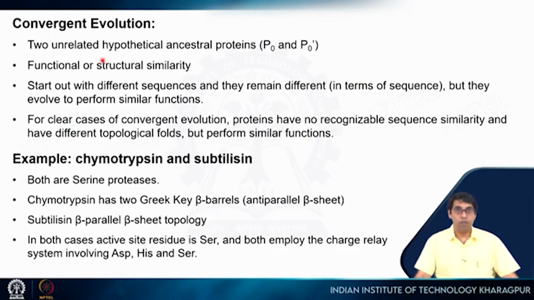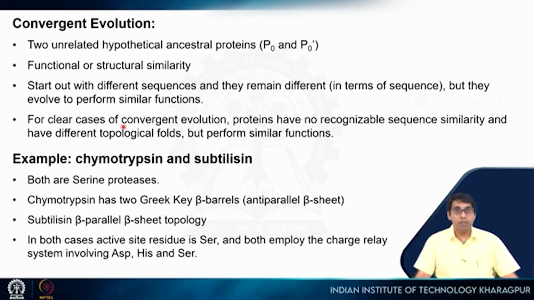We also have something which is convergent evolution, and this is something that is rare, and we will see an example of convergent evolution in the next lecture where I discuss evolution of the eye. So, convergent evolution means that two unrelated proteins start from different ancestors, but they converge to the same function. Okay. So, they start out with different sequences and they remain different, but they evolve to perform similar function. So, in case of the eye, we will see that eyes have evolved in different ways and they perform the same function, which is vision, but the designs are completely different.